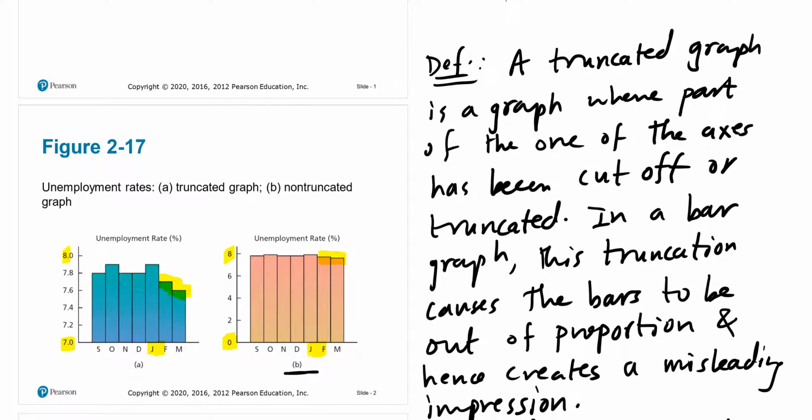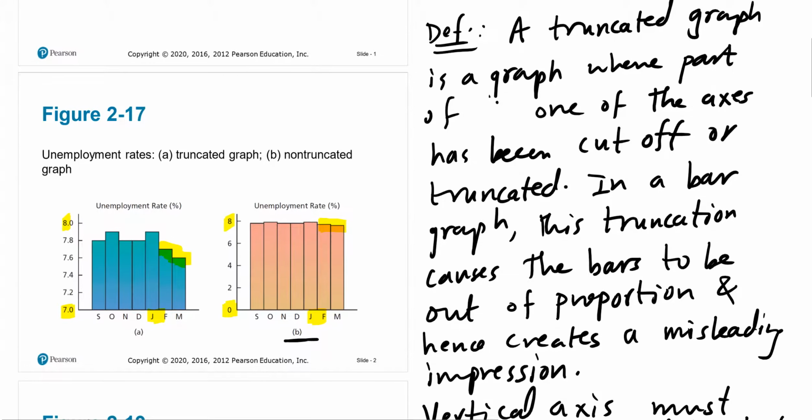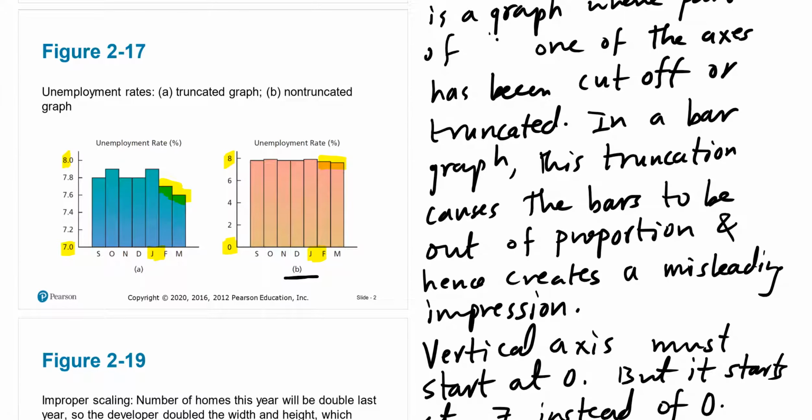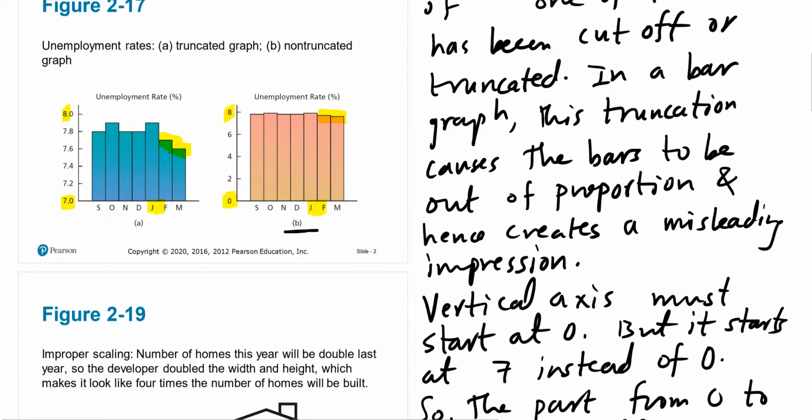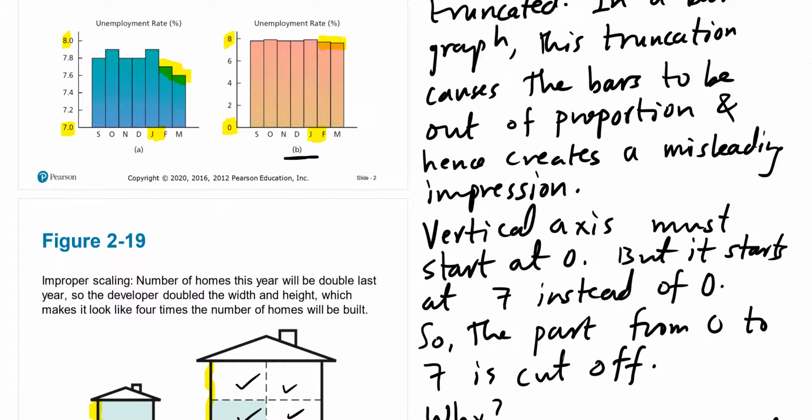So what is a truncated graph? I defined it on the right side. A truncated graph is a graph where part of one of the axes has been cut off or truncated. In a bar graph, like the one on the left side, this truncation causes the bars to be cut off proportionally and hence creates a misleading impression to the reader. The vertical axis always must start at 0. But in this case, it starts at 7 instead of 0. So the part from 0 to 7 is cut off. That's how we say it.